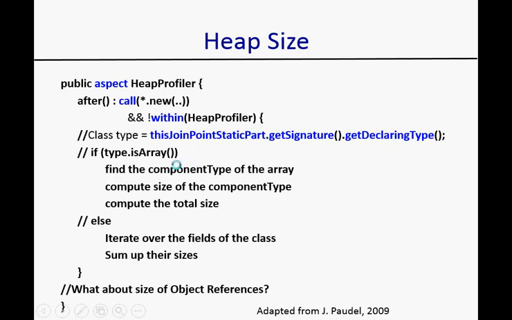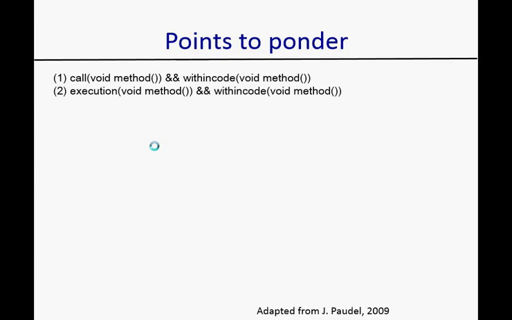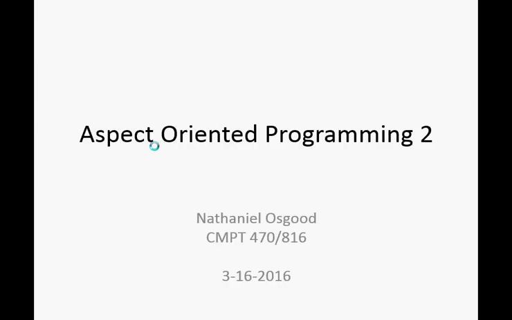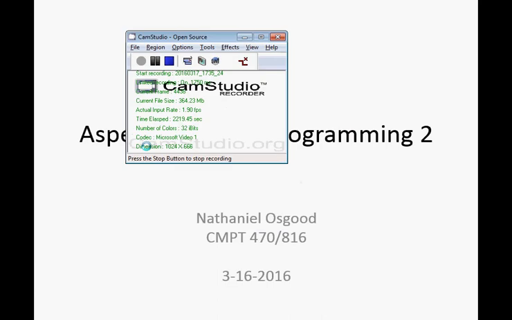For heap size, we can look for calls to allocate that are not itself within here. We can get the declaring type associated with it, and if it's an array, compute its size, otherwise iterate and sum up the sizes in order to figure out how much was allocated here. And we could record that as associated with this type or with the place where this is occurring, the context where this allocation is occurring. We could do some more work to get a caller for that. Okay.